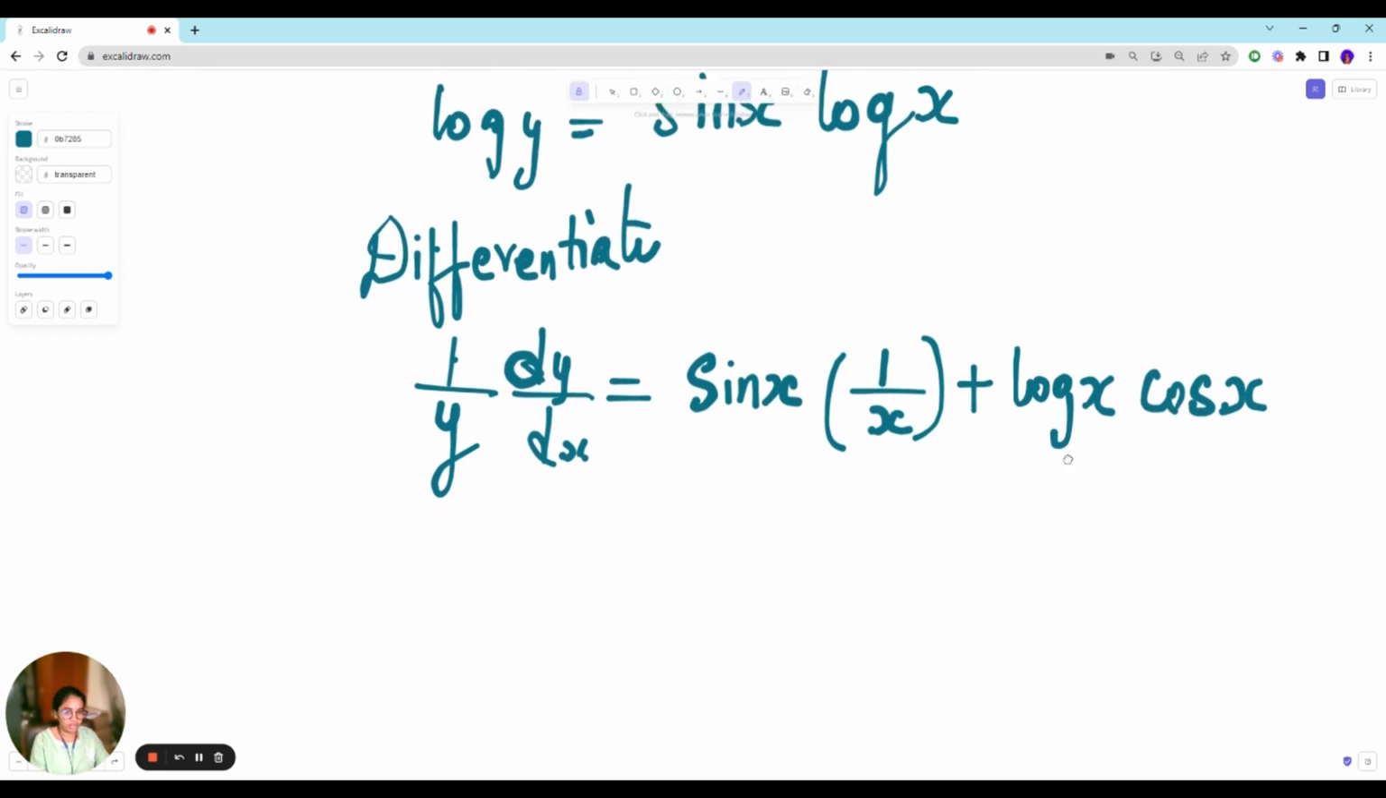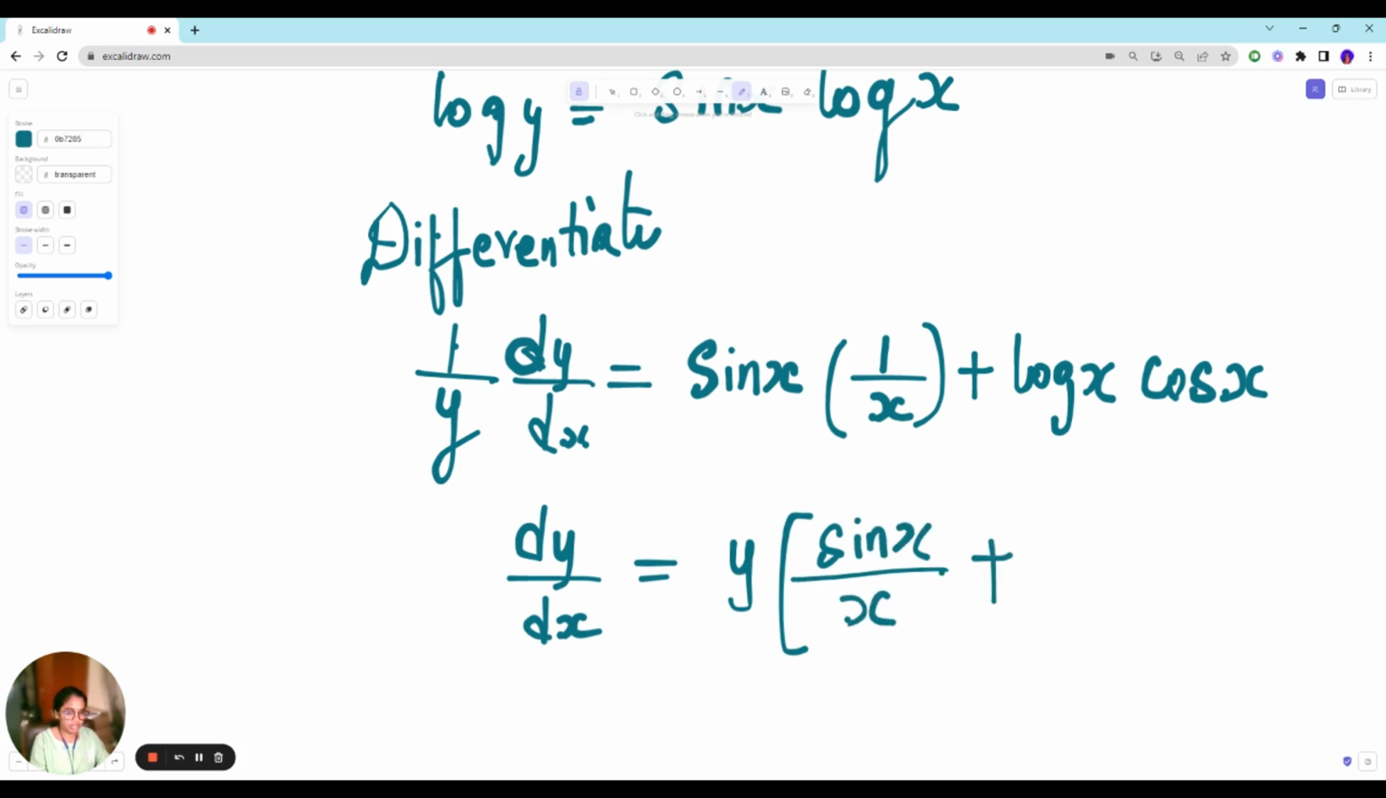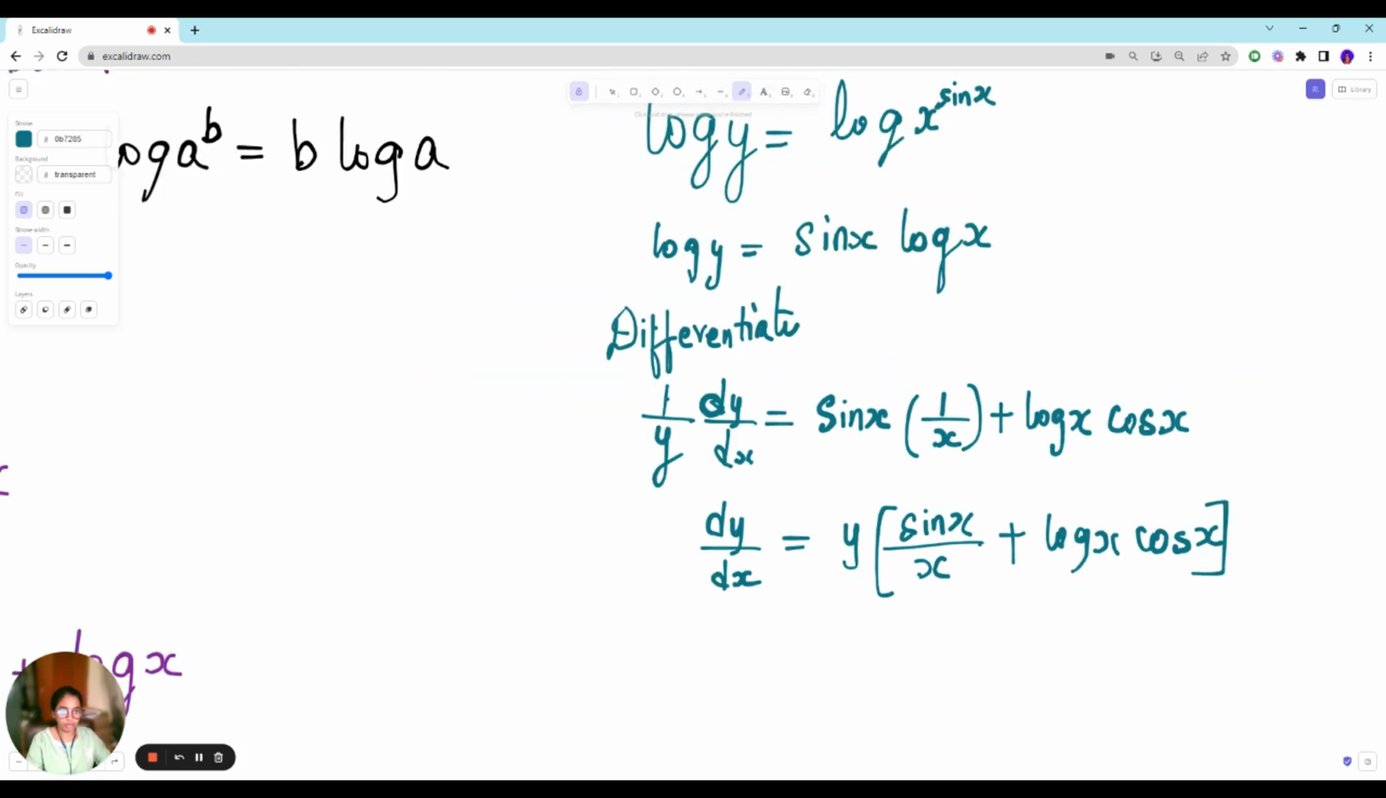That's all. Next, what is the last step? Dy by dx is equal to y into sin x divided by x plus log x into cos x. Now let me solve one more problem.